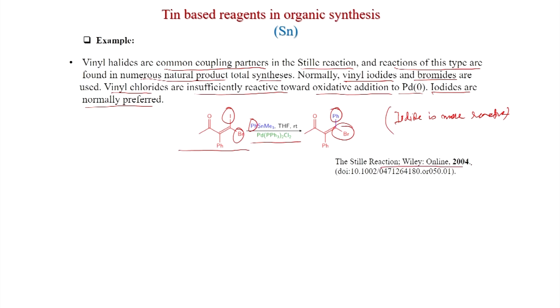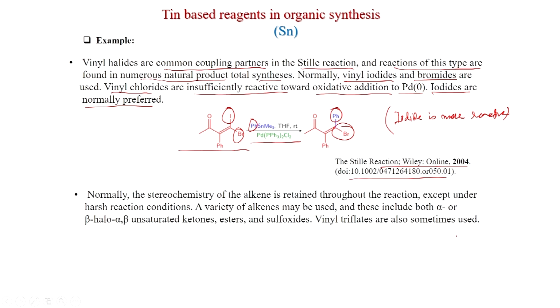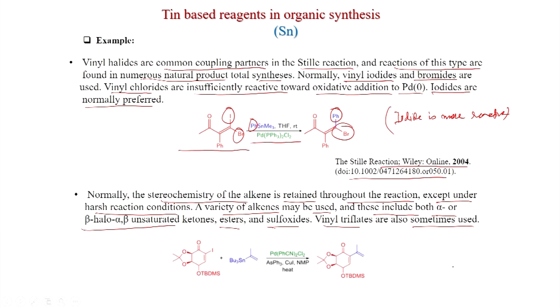This is a review on the Stille reaction, published online in 2004. Also, the stereochemistry of the alkene is retained throughout the reaction except under harsh reaction conditions. A variety of alkenes may be used, and these include both alpha or beta halo alpha beta unsaturated ketones, esters and sulfoxides. Vinyl triflates are also sometimes used. So, the stereochemistry is important.